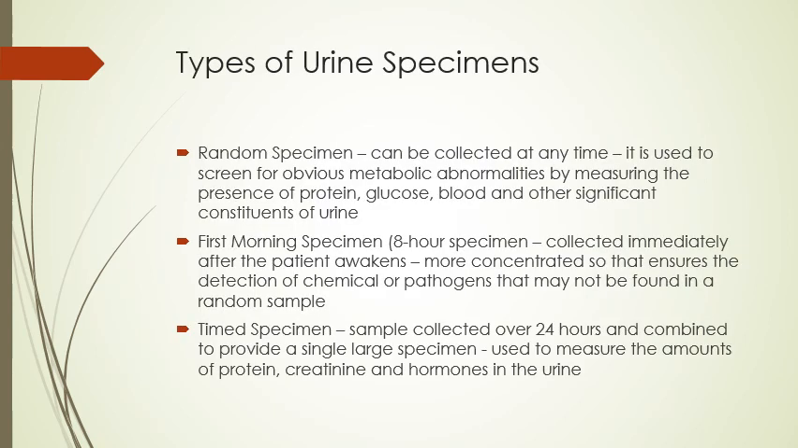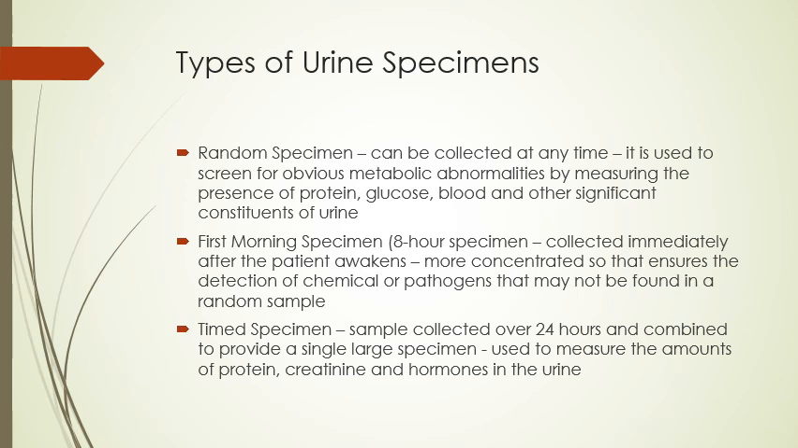The different types of urine specimens. A random specimen can be collected anytime. It can be used to screen for different metabolic issues, and it measures protein, glucose, blood, and other different constituents of urine. Protein: if you have protein in your urine, you may have kidney disease. If you have glucose in your urine, you may have diabetes. If you have blood in your urine, you may have a urinary tract infection or a bladder infection. These are actually pretty normal tests that will be run.